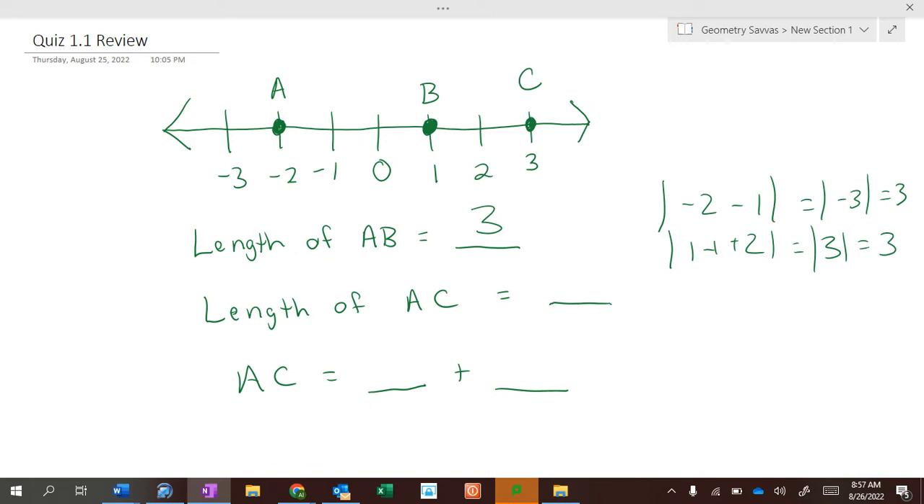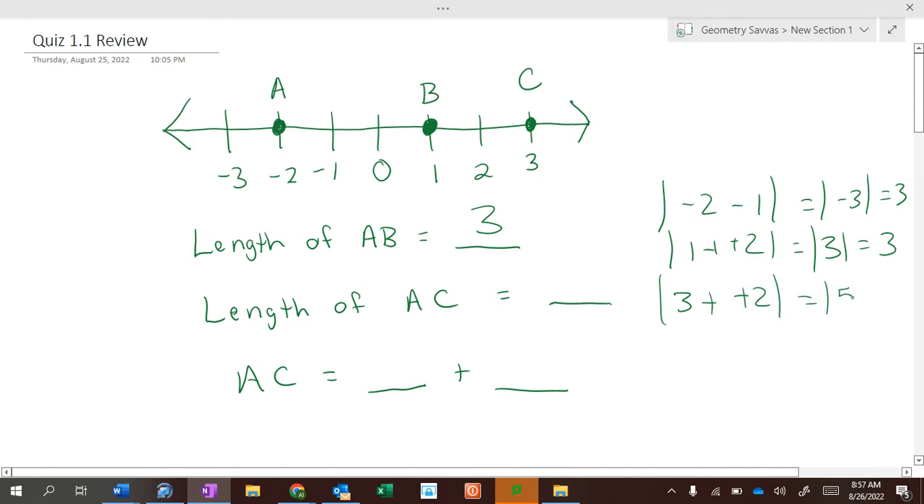What's the length of AC? How do we find the length of AC? Well, do the same thing, right? So 3 minus a -2. 3 minus a negative is plus a positive, which gives us 5.